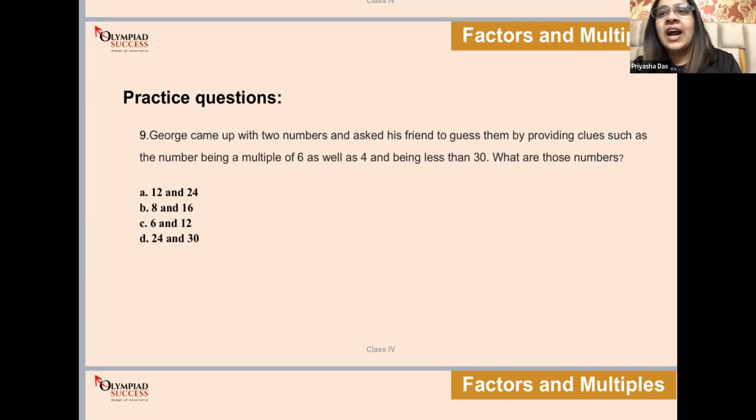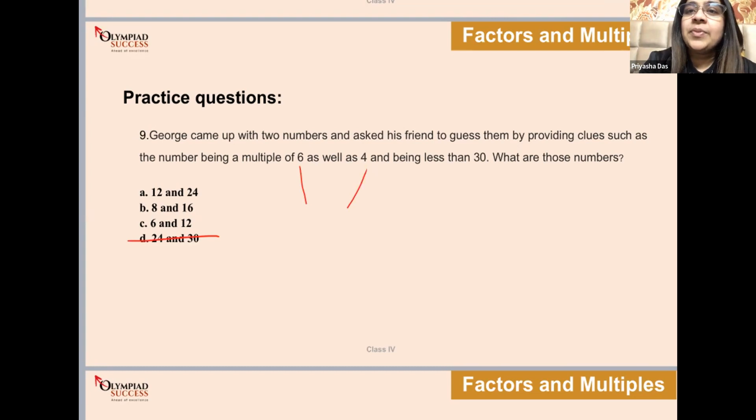Of course, 12 and 24 is the answer. The reason being that the numbers should be less than 30. So D cannot be the answer. The number should be a multiple of 6 and 4. So what is the problem? Okay, what is the problem with this?